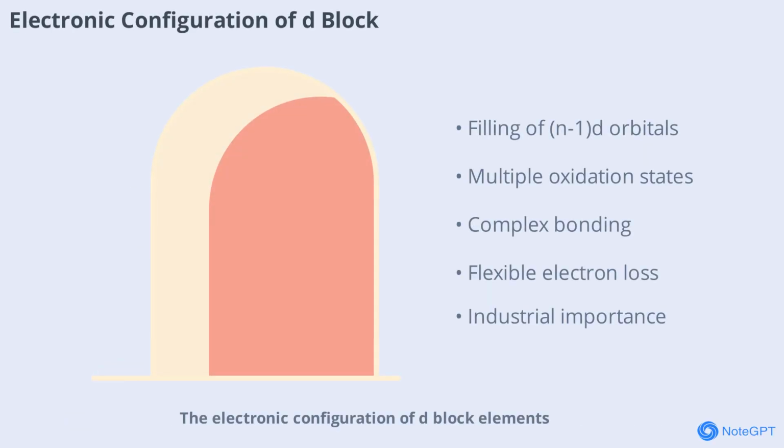Electronic configuration of D-block elements is a key factor in their behavior. Typically, these elements have their outermost electrons filling the d orbitals, specifically (n-1)d and ns orbitals. This configuration leads to a variety of oxidation states and complex bonding patterns. For example, iron can exist as Fe2+ or Fe3+, depending on how many electrons are lost. This flexibility is what makes transition metals so useful in chemical reactions and industrial applications.